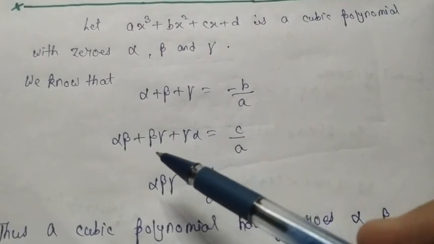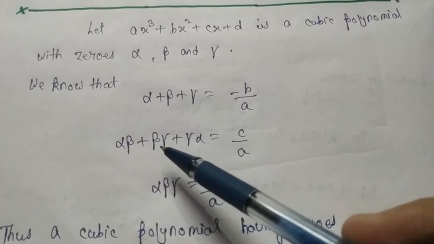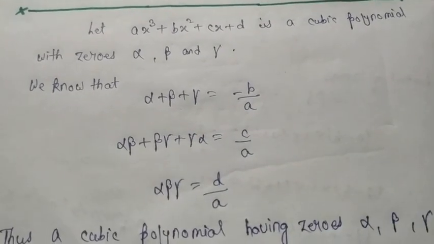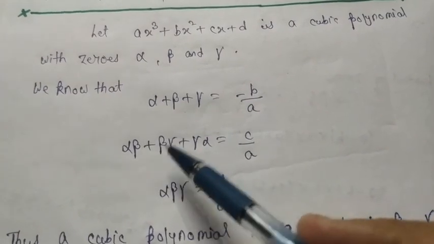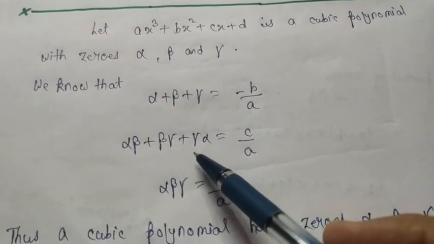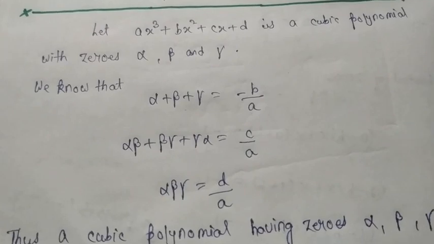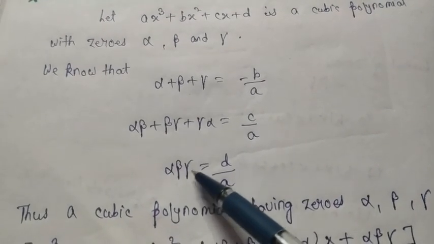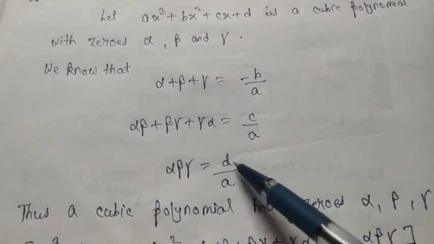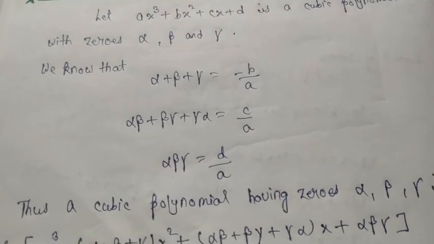And alpha beta plus beta gamma plus gamma alpha equals c by a, which is known as the sum of product of zeros taken 2 at a time. And the third one is the product of zeros, that is alpha into beta into gamma, which is equal to minus d by a. This you know in a cubic polynomial.